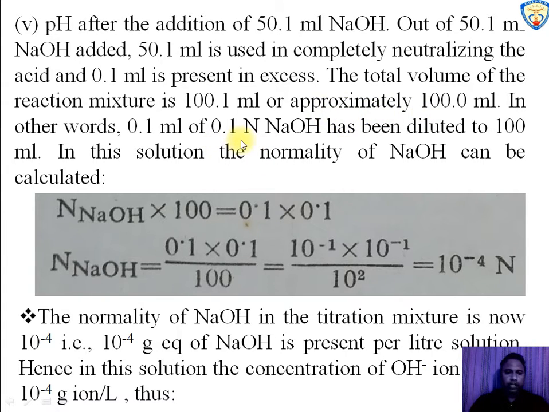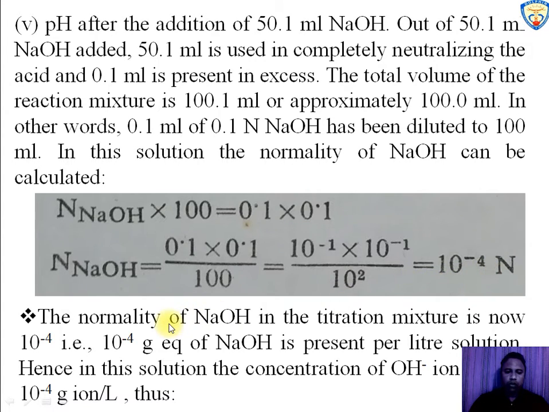In 100 ml of solution, 0.1 ml NaOH is in excess, so at this point the mixture contains NaOH, and only the normality of NaOH can be calculated. As you know, we calculate pH from normality. By calculating the normality of NaOH, we find the pH from it. So the normality of NaOH in 100 ml is 0.1 normal NaOH, 0.1 ml. Then the normality of NaOH will be 10 to the power minus 4 normal.